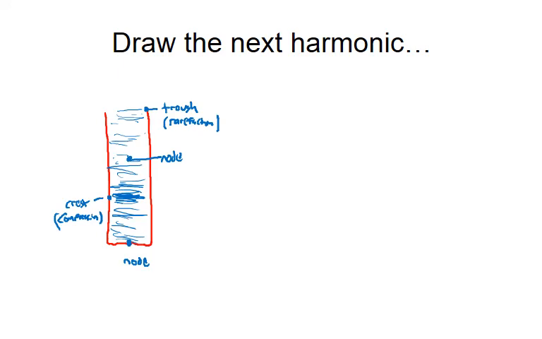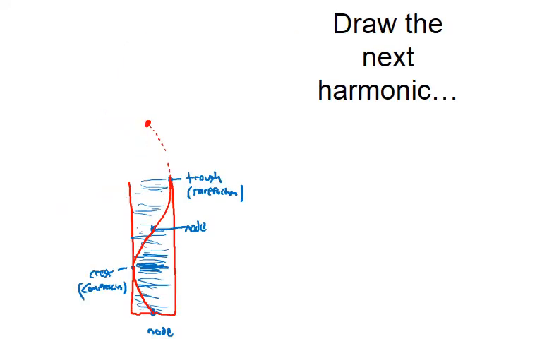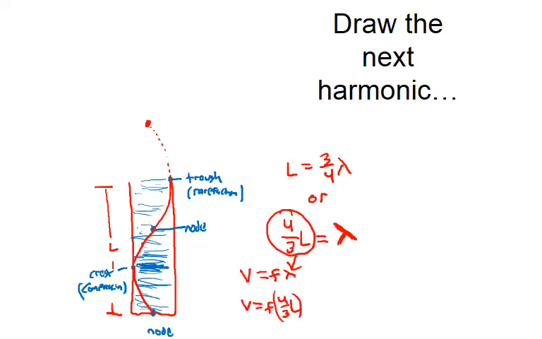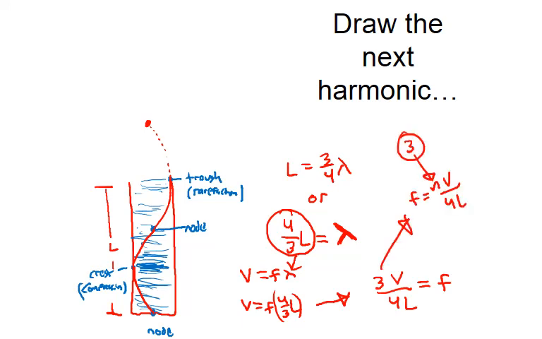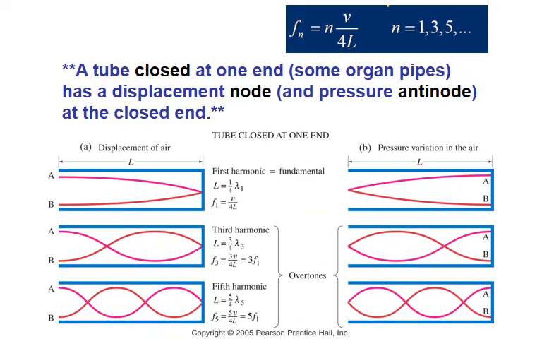and we'd have a compression node, rarefaction, and then in this case here, we have L. 3/4 of wavelength is L, or 4/3 of L equals wavelength. And we just saw there with that, we get our N harmonic there with 3, so it skips the second harmonic. And so the equation that we have, the frequency of open and closed, will be NV over 4L, where N is the harmonic number, and we only in this case get the odd harmonics.